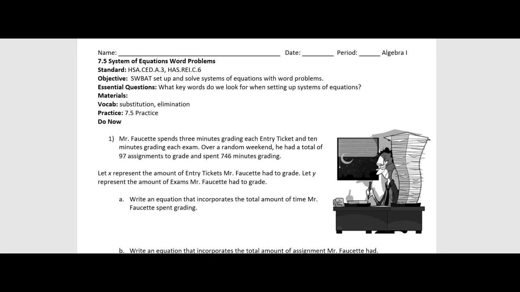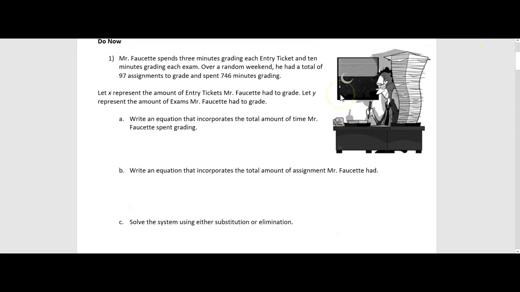Today we're going to finish up our discussion of systems of equations by looking at some word problems regarding systems of equations. So nothing really new here today. We've already learned how to build equations from reading word problems, and we've already learned how to solve systems of equations. So we're just going to be putting those two concepts together. So let's dive right in with this first problem.